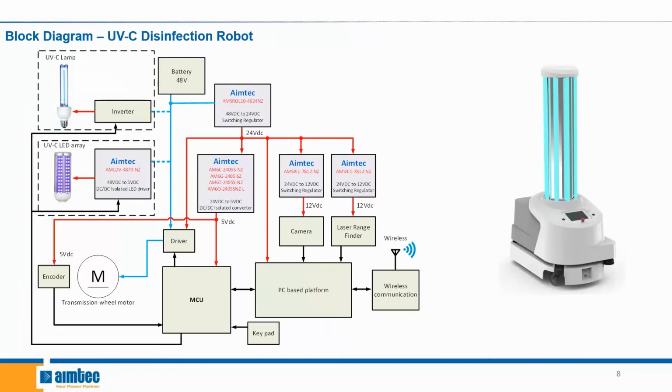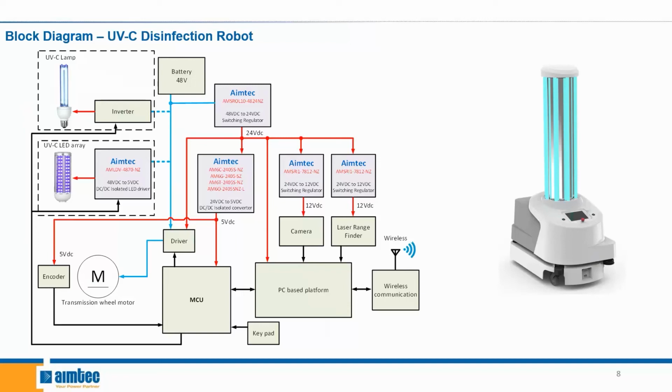Now we'll be moving on to the UVC disinfection robot. This is simply a robot that could roam a free space and actually disinfect the area around it thanks to its UVC LED bulbs that it has on top of itself. So in this case, again, we're going to be using Aimtec's DC-DC LED drivers, such as the AMLDV-NZ, to power the UVC LEDs. Since the robot is much more complex, Aimtec modules can be used at various different areas within the robot itself.